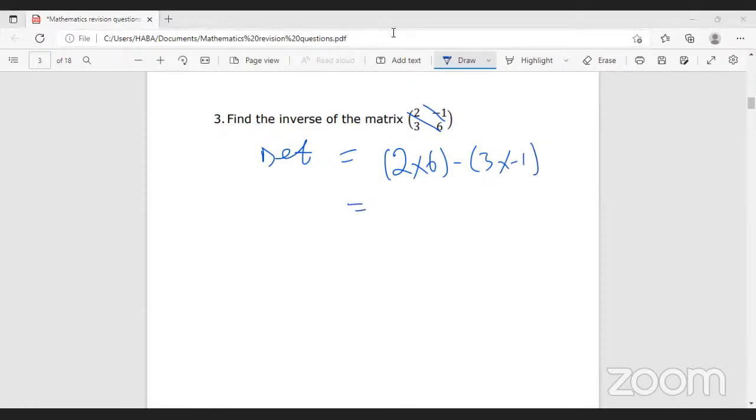So what is 2 times 6? Two times 6 would be 12. Then minus 3 times negative 1 is negative 3, and this changes to 12 plus 3, which gives us 15. And then we find the adjoint matrix.